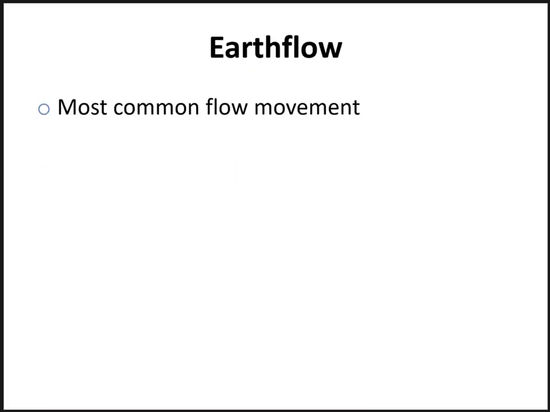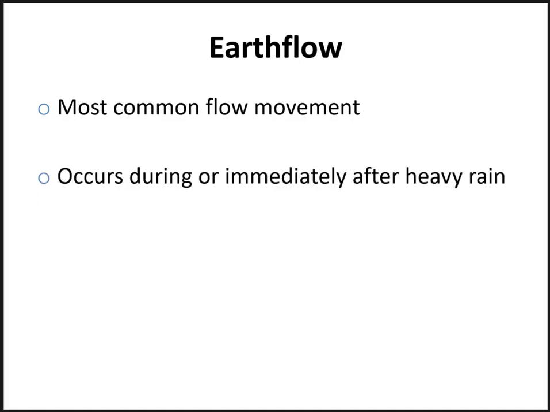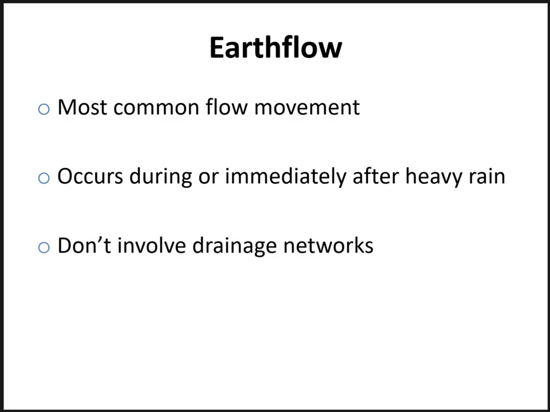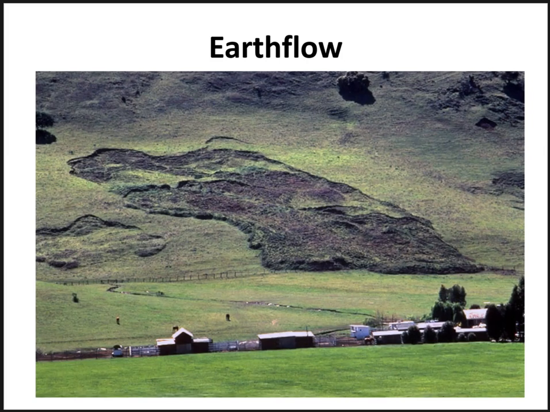Earth flows are the most common type of flow movement, where a segment of water-saturated slope moves a limited distance downslope. This usually occurs during or immediately after a heavy rainfall, which saturates the soil. Earth flows generally occur where there is relatively little vegetation on the hillside. They do not involve any kind of drainage network, so they occur on open hillsides. These flows move at a relatively slow pace, so they are less dangerous than a mud flow, which we're going to talk about next.